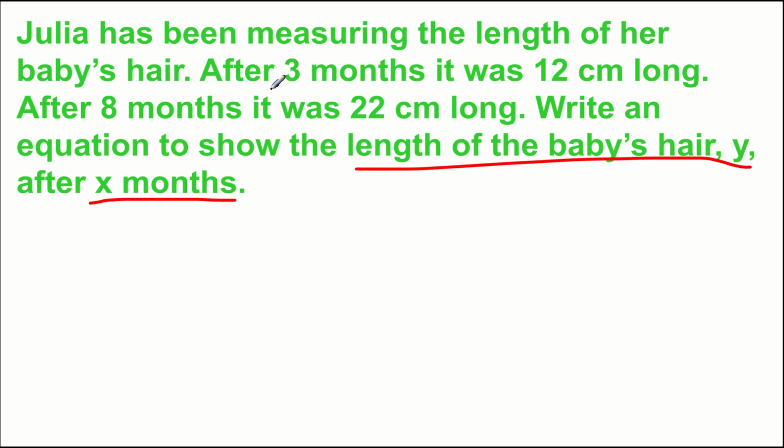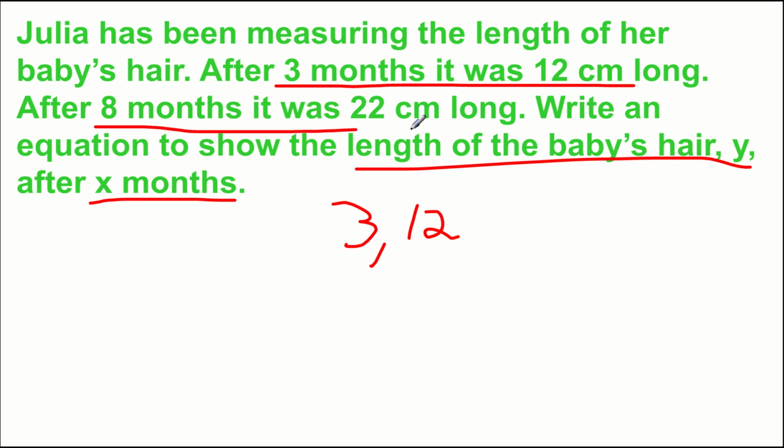So our x is months, and the length of the baby's hair is y. Okay? So up here, I got 3 months and 12 centimeters. So I got 3 and 12. Then right here, I got 8 and I got 22. So I got 8, I got 22. Everybody good with how I got those ordered pairs? I read, saw what was x, saw what was y, made 2 ordered pairs. You got to have an x and a y for each of those.